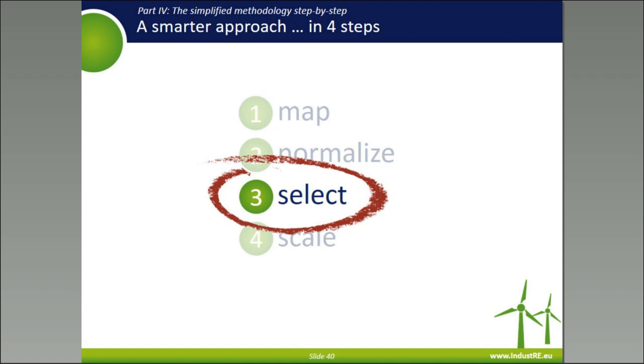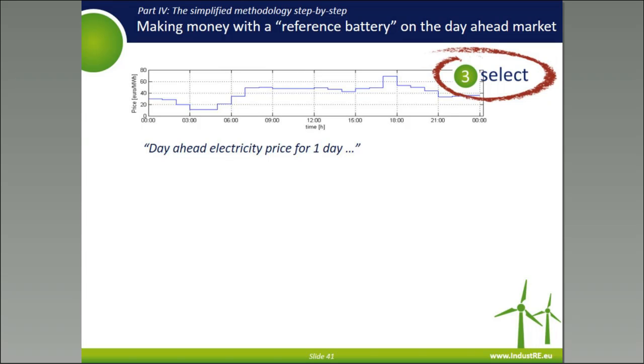The third step is selecting. That's a bit more tricky to explain, and for the first couple of slides you're not going to understand why I set select there, but don't worry, it will become clear why I called it the select step. I'm going to show you a very simple example of how an optimization tool works. This is the day-ahead electricity price for one day, and you see in this graph that the electricity is cheap in the middle of the night. It's like 10-15 euro per megawatt hour. The most expensive moment is at 5 o'clock in the afternoon, when it is above around 70 euro.